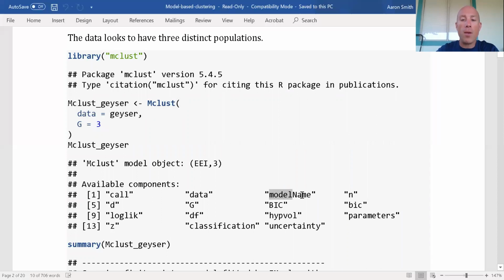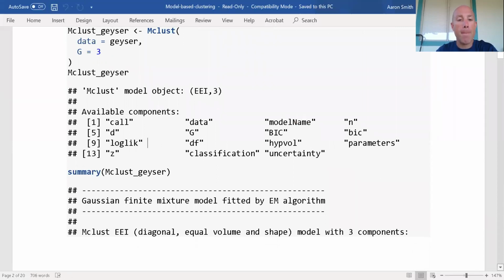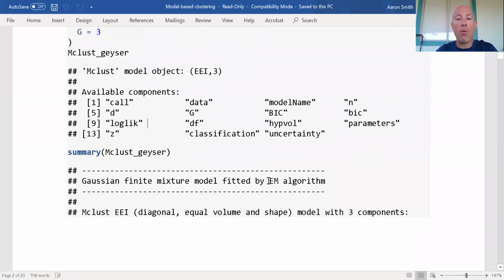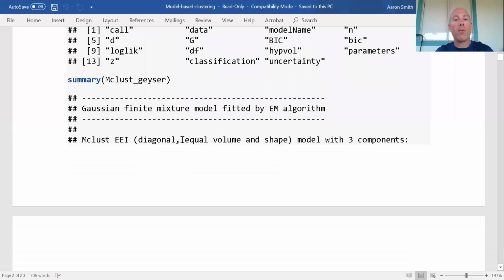The model name will come up later. This corresponds to the assumptions of the model. BIC is the Bayesian information criterion, and the log likelihood is for the maximum likelihood estimate. We're using the EM algorithm, for those of you who have taken stat theory. Good stuff. All right, so when it's all done, it says it's multivariate normal.